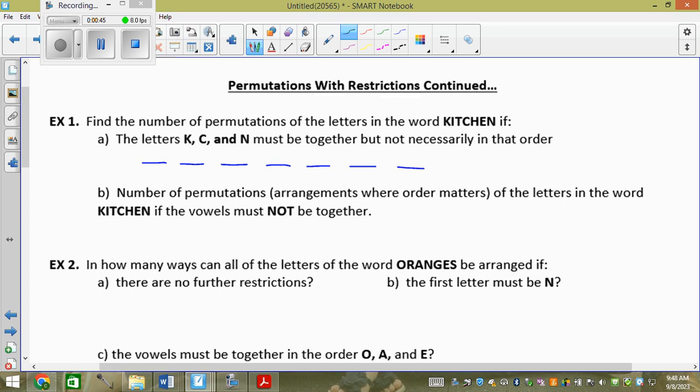Now, this is where it gets a little trickier, so we put on our thinking caps and use them quite wisely. Yeah, you got one on? Perfect. All right. I like your hat.